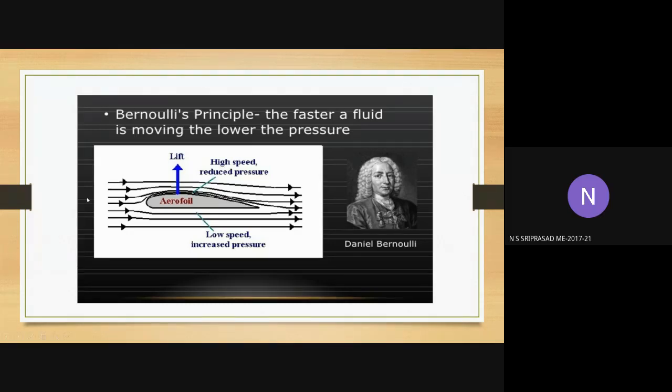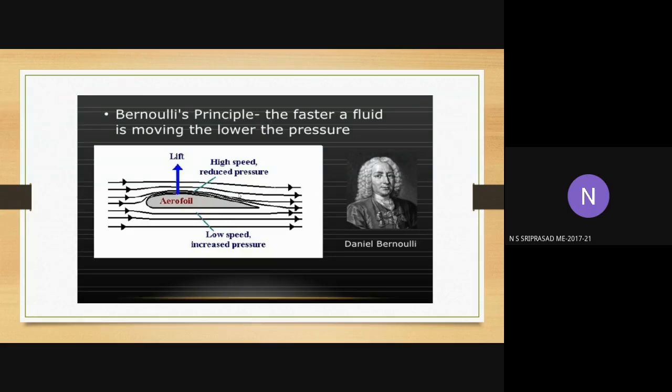What Bernoulli's principle states is that because of the curvature of this particular structure that you see, that is the wing or aerofoil, once air passes across it, the air moves above the surface, and because of the curvature, the velocity of air on top of the surface is faster than the velocity of air on the bottom surface. Because of the difference in velocity, there is a pressure being generated on the below surface.